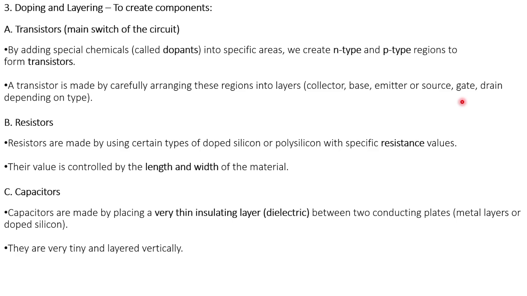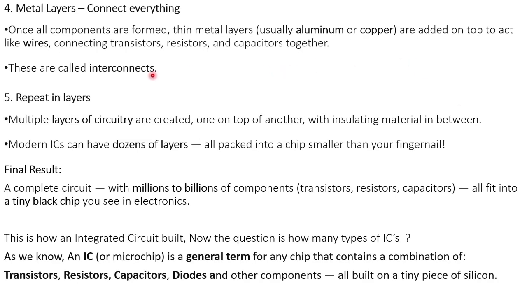Moving forward, we have another step, the metal layer, connecting everything. Once all components are formed, once resistors, transistors, and capacitors are formed, thin metal layers, usually aluminum or copper, are added on top to act like wires, connecting transistors, resistors, and capacitors together. These are called interconnects. Repeat in layers.